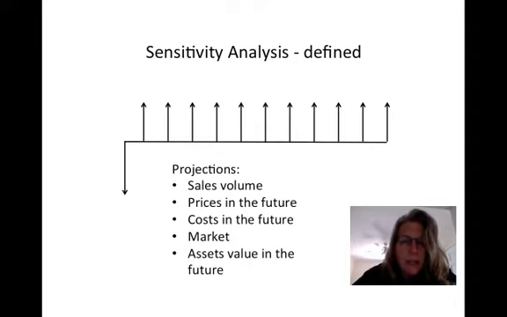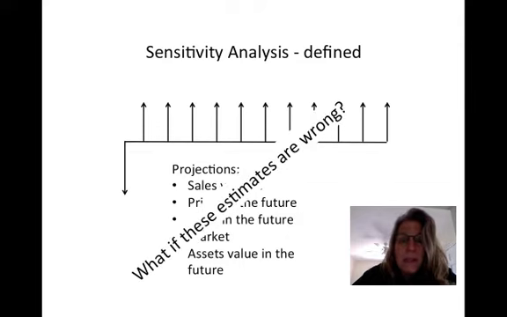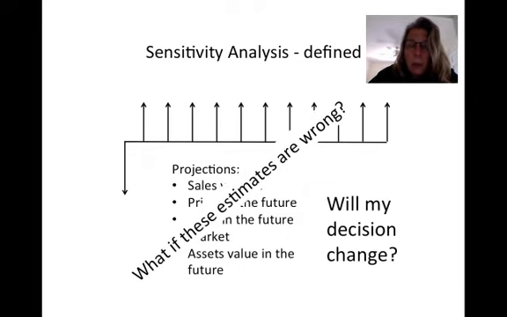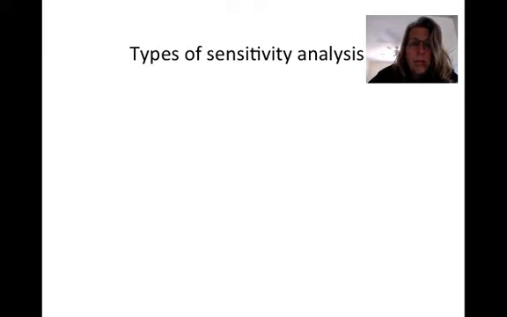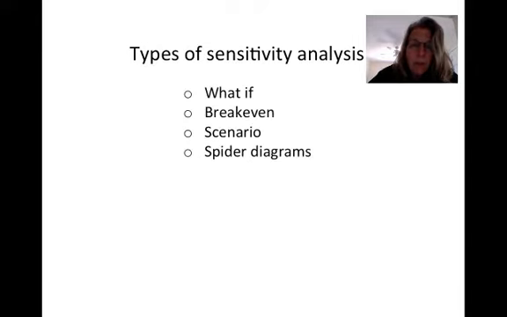So we had to make a lot of assumptions in order to actually do any of the calculations that we've done in engineering economy. And sensitivity analysis really asks the question, well, what if these estimates are wrong? And particularly, will my decisions change? If some of my estimates are wrong, will that mean that I wish I didn't do the project? Sensitivity analysis is a way of looking at that. The types of analysis are what-if, break-even, scenario, and spider diagrams. I'm sure there are others, but these are just the four that I'm highlighting in this video.